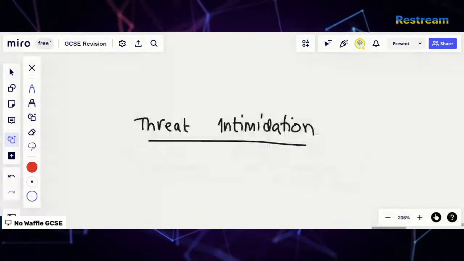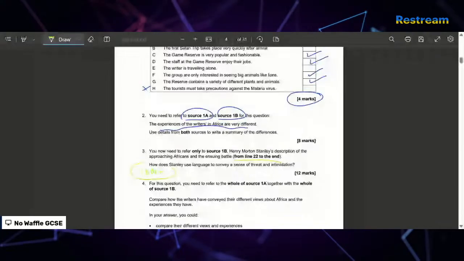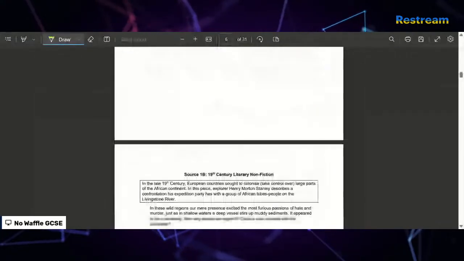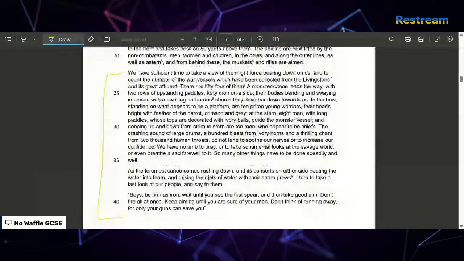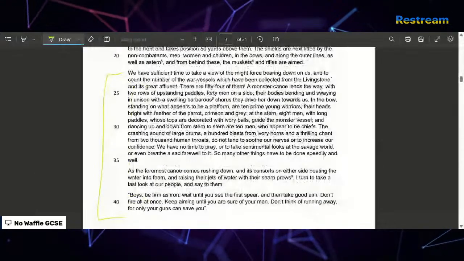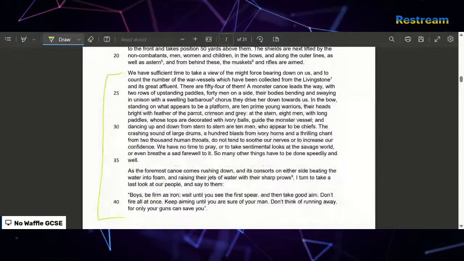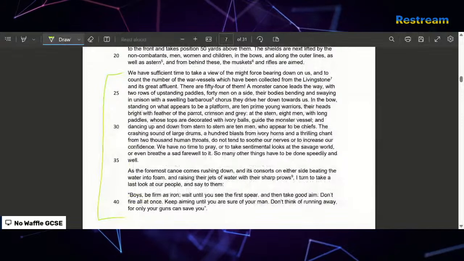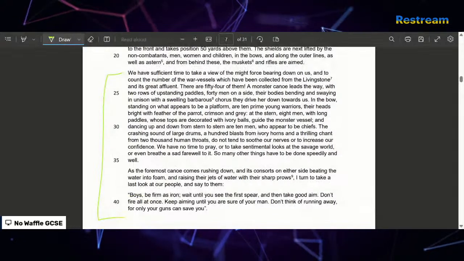So let's quickly go back to that extract and zoom in to that section. So let's read it. And as I read it, I would like you to take some notes of some language techniques that you think within this section here that convey this sense of threat, intimidation, fear, things like that, trepidation. So let's look at it. And I will underline as well as we're reading.